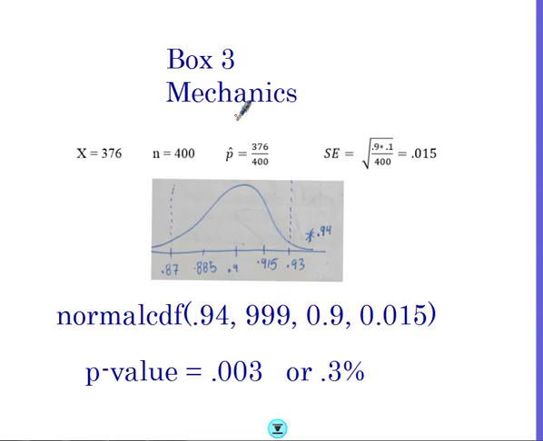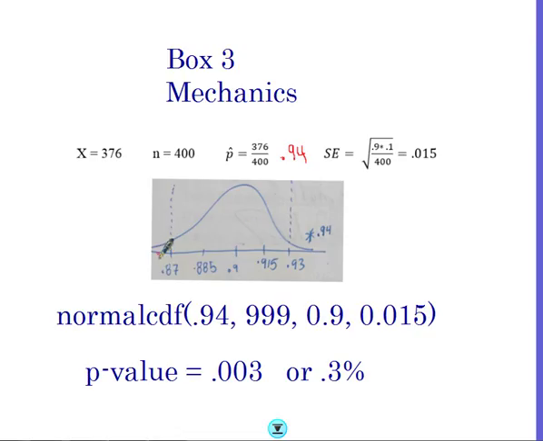So what was our x value? How many successes did we have? We had 376 successes out of 400. Our p-hat, whoops, I forgot to actually write that down. This comes out to be 94%. So if I do 376 out of 400, that's 94%. And then we need to find standard error. So remember, standard error is the square root of p-hat times q-hat divided by n. So we get a standard error of 0.015.